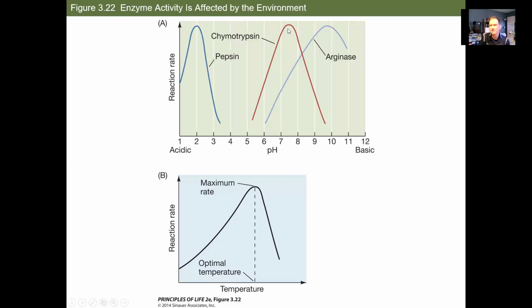As we get into the small intestine, we start neutralizing the stomach acid, and chymotrypsin works in the increasingly basic environment that's there. You get from neutral to just above neutral. It's at its peak activity. So you get most of your breakdown due to chymotrypsin right at the beginning of your small intestine.